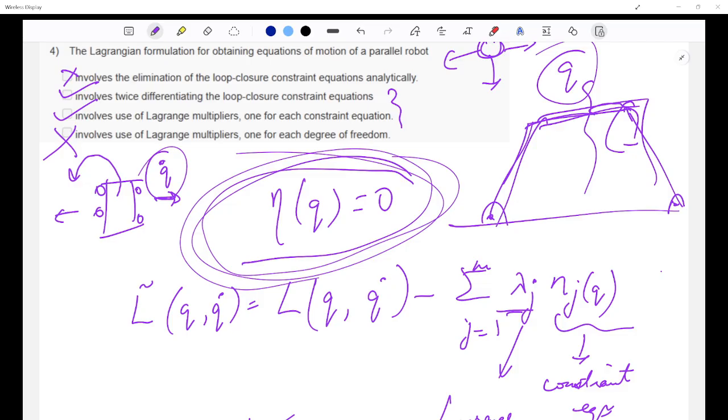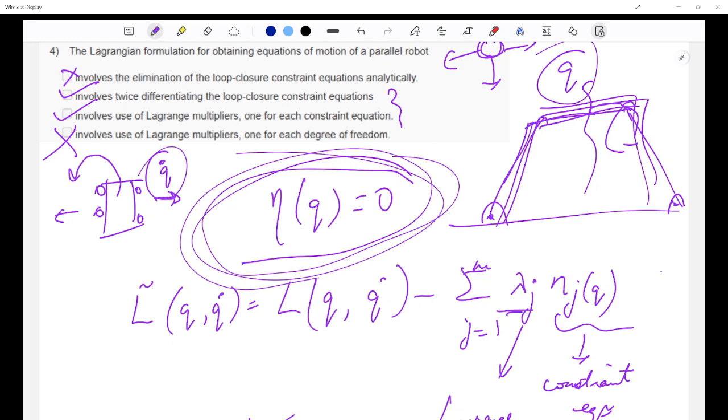Parallel robots have closed loops, as I said here. For example, a four-bar mechanism or a Stewart platform. There are a number of constraint equations, and these constraint equations ensure that the loop remains closed during the motion. If these constraint equations are violated, it won't remain like that. So the holonomic constraints in the case of a parallel robot depend only on position q. They have nothing to do with velocity. They represent loop closure in parallel robots.